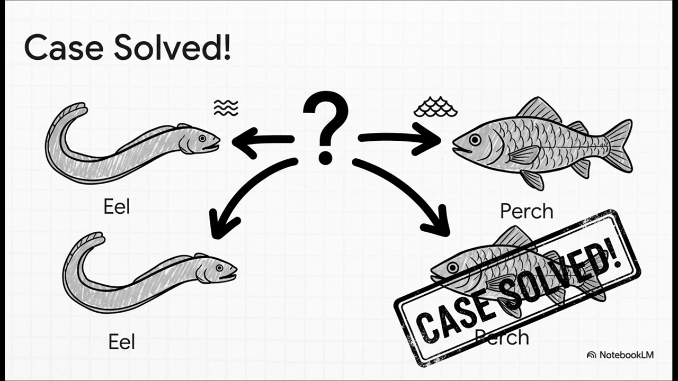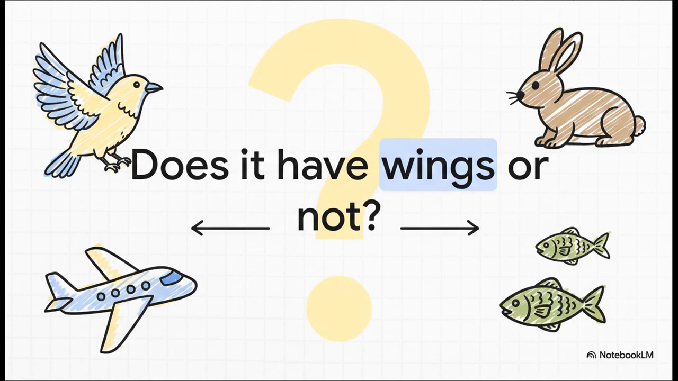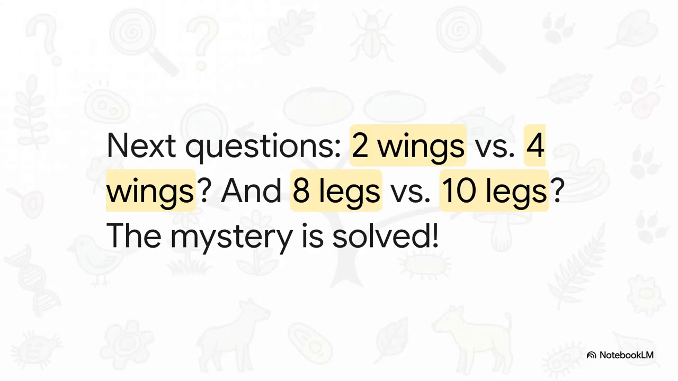It's pretty cool. All right, let's hit rewind and go all the way back to our first question. This time, we're going to follow the path for the animals that do have legs. That's our spider, our dragonfly, our crab, and our fly. So to split up this new group of crawly critters, we need another simple yes or no question. A great one would be, does it have wings or not? If we apply that to our group, the spider, dragonfly, crab, and fly, it neatly divides them into 2 pairs. And from there, it's super simple.